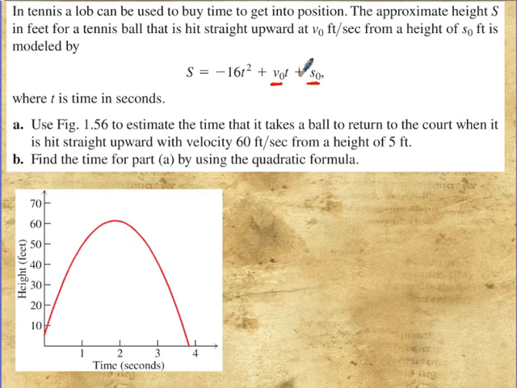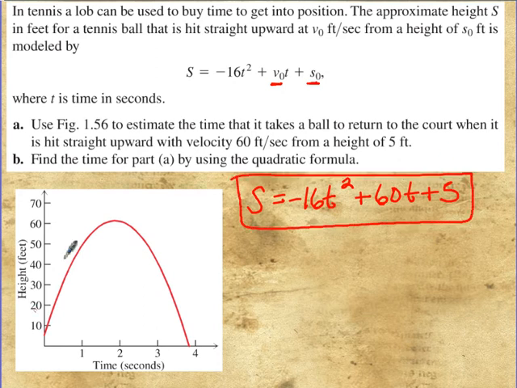is modeled by this, where t is time in seconds. Use figure 1.56 to estimate the time it takes for a ball to return to the court when it is hit straight upward, which is kind of crazy because I think it would come down on your side if you hit it straight upward. When it is hit straight upward with a velocity of 60 feet per second, from a height of 5 feet. So here's your equation. The height is going to equal negative 16t squared plus initial velocity of 60 feet per second from a 5-foot height.